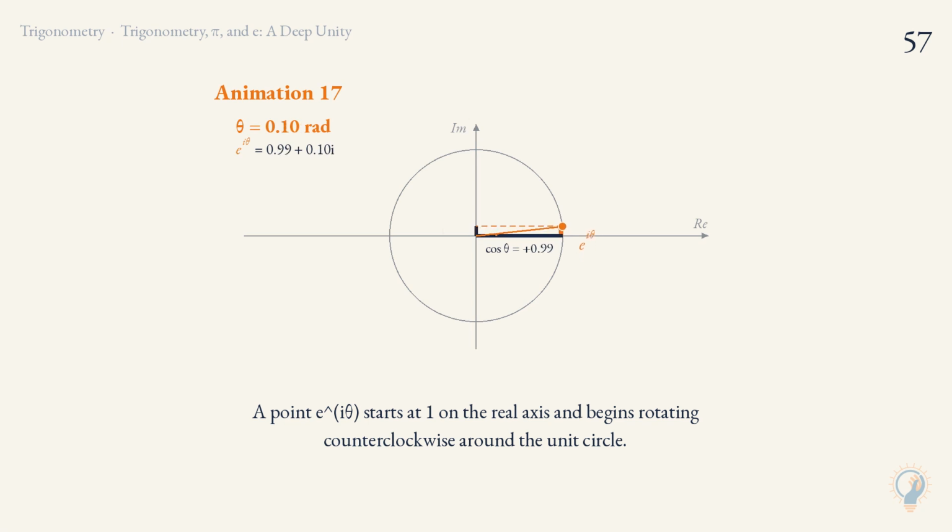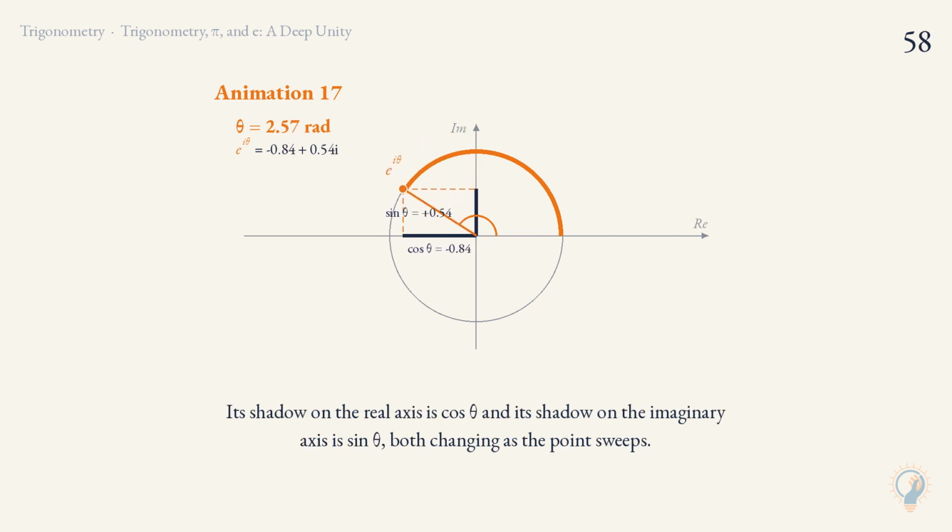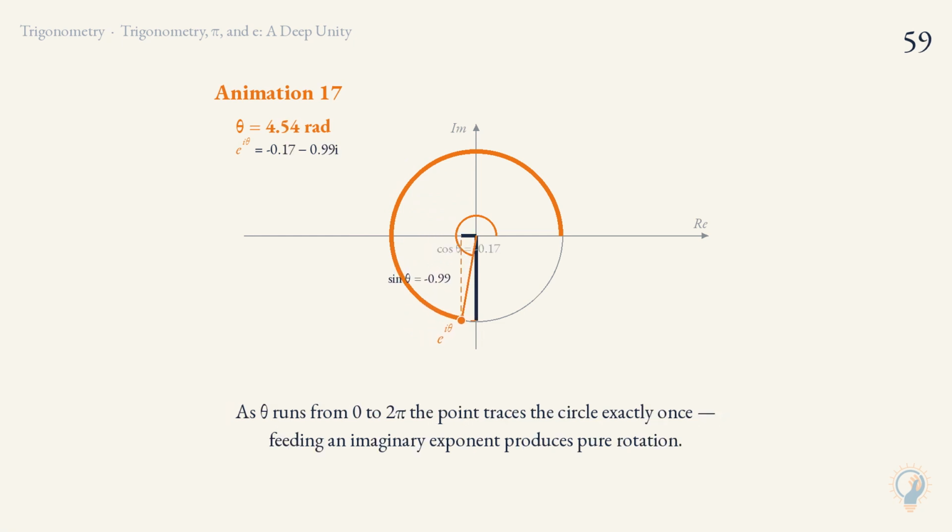Animation 17. A point e to the i theta starts at 1 on the real axis and begins rotating counterclockwise around the unit circle. Its shadow on the real axis is cosine theta, and its shadow on the imaginary axis is sine theta, both changing as the point sweeps. As theta runs from 0 to 2 pi, the point traces the circle exactly once. Feeding an imaginary exponent produces pure rotation.